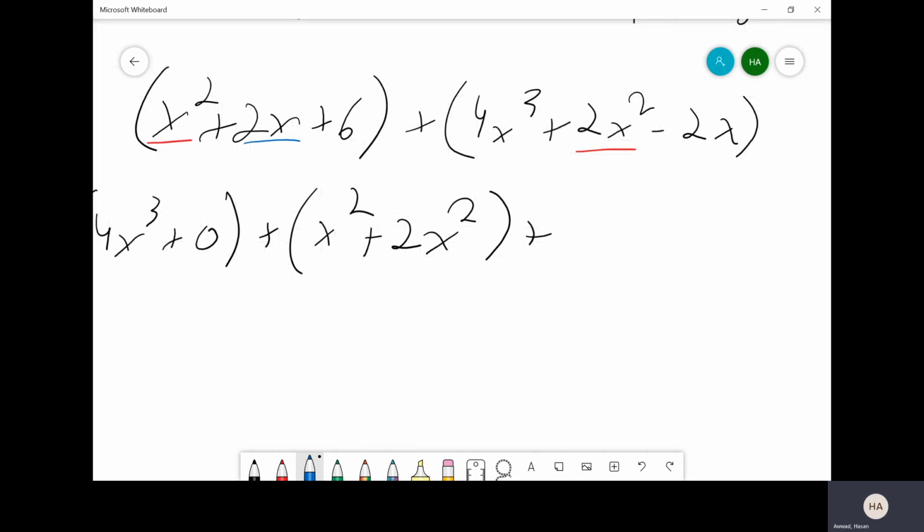And do we have an x to the first on the right-hand side? Yes, we have a negative 2x. So we're going to add those together. So we have 2x plus a negative 2x, which is the same thing as minus 2x, right? And last but not least, we see that we have a constant, right? We have a plus 6.